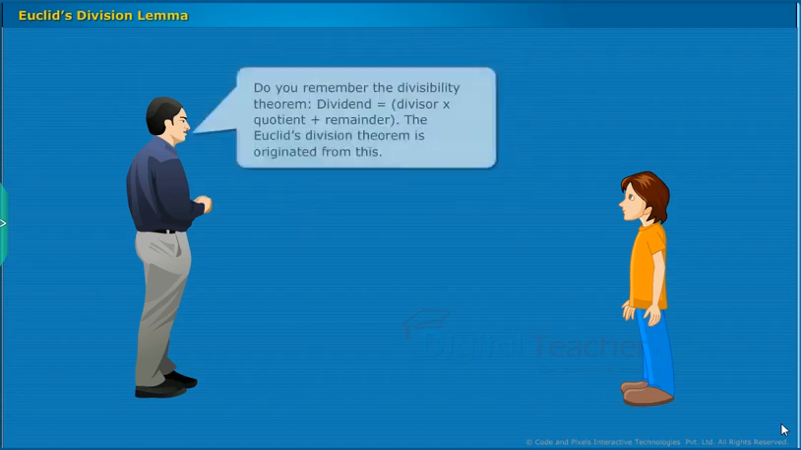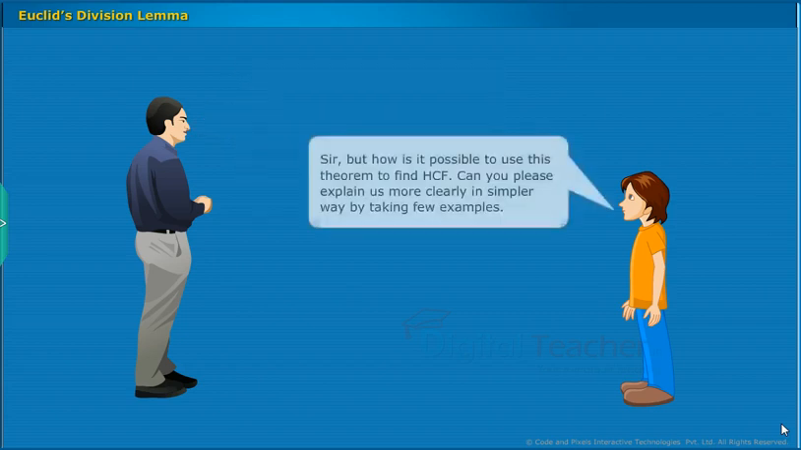Do you remember the divisibility theorem? Dividend is equal to divisor into quotient plus remainder. Euclid's division theorem originated from this. Sir, but how is it possible to use this theorem to find the HCF? Can you please explain more clearly in a simpler way by taking a few examples?